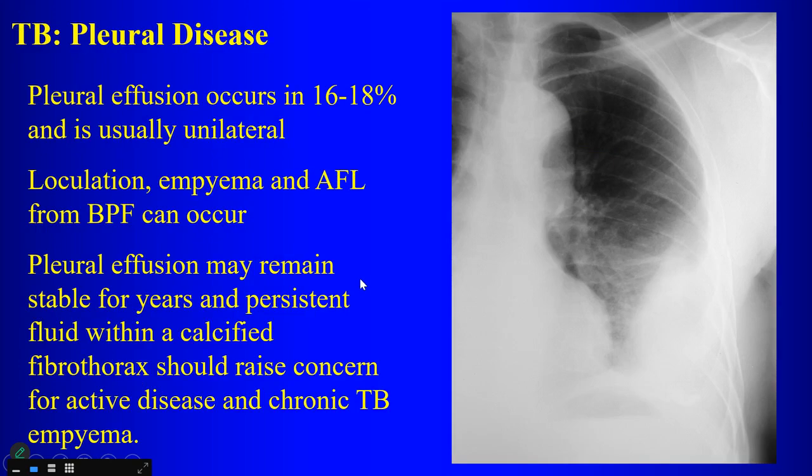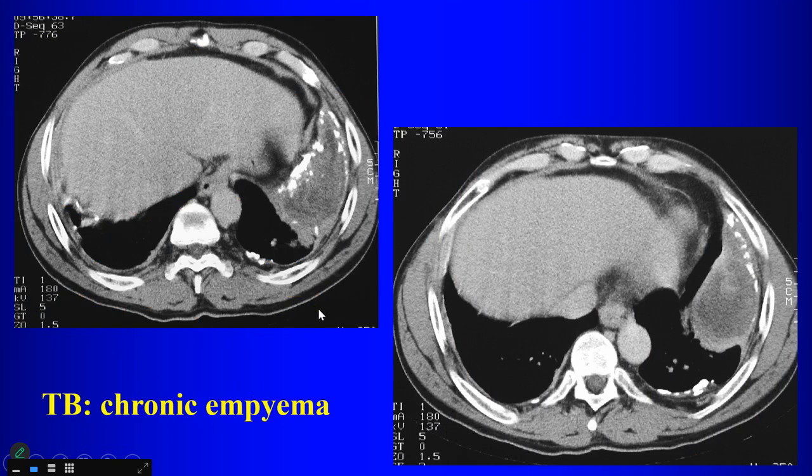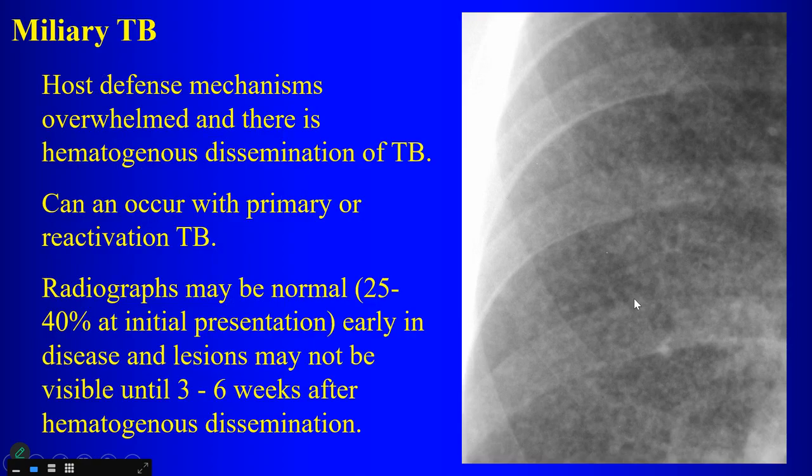So, pleural disease, empyema, air fluid levels, of course, if you develop a bronchopleural fistula or alveolar pleural fistula. And if we see pleural effusion, and we're thinking about tuberculosis, of course, it could be chronic empyema from tuberculosis. So it can contain viable organisms. This was chronic empyema from tuberculosis.